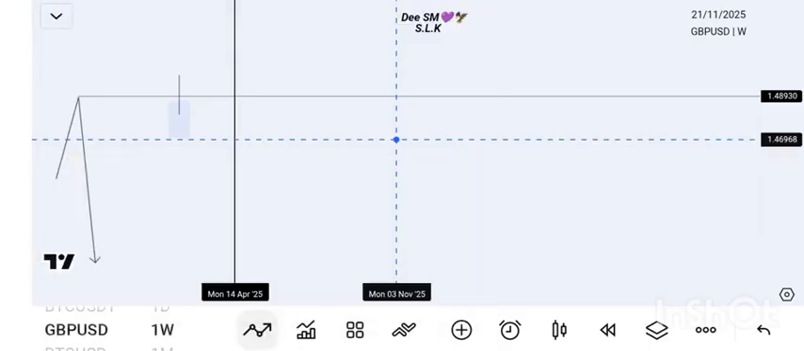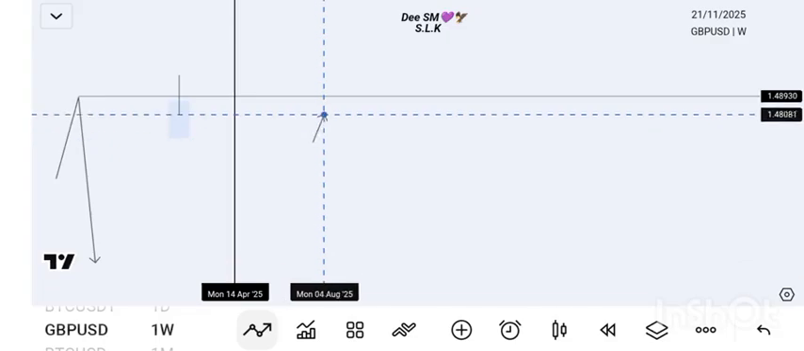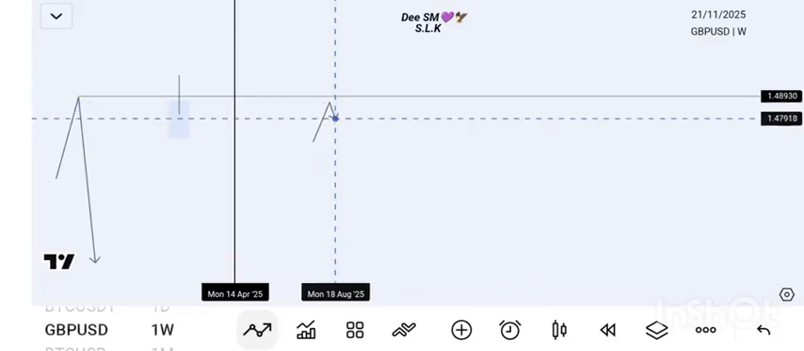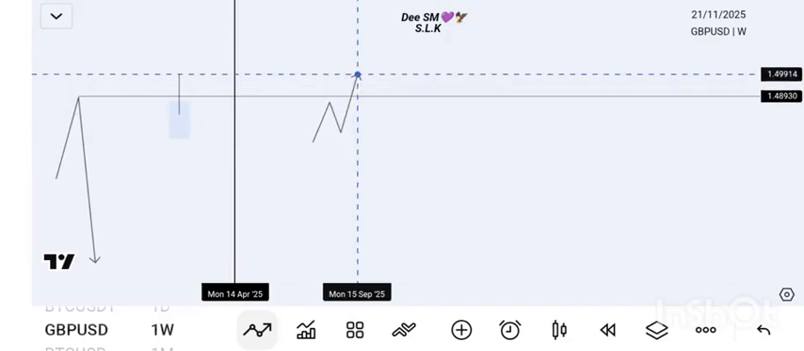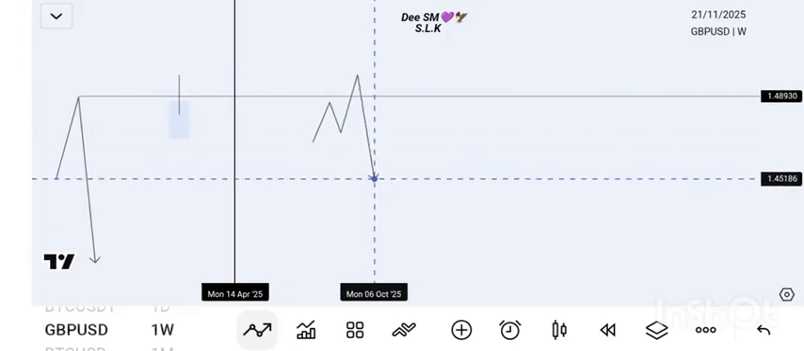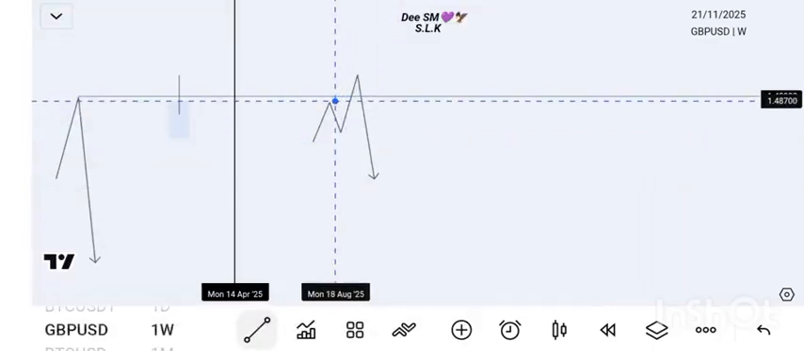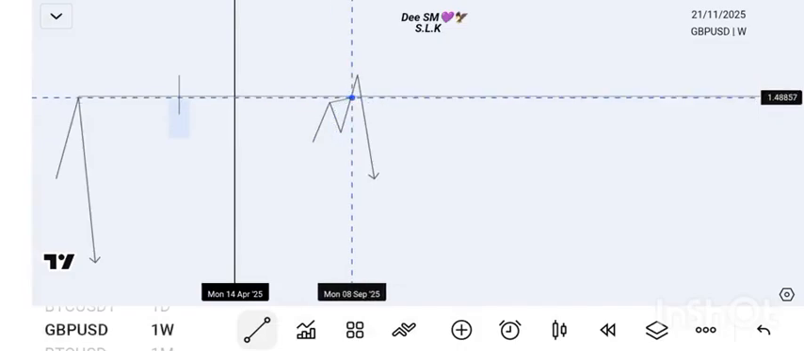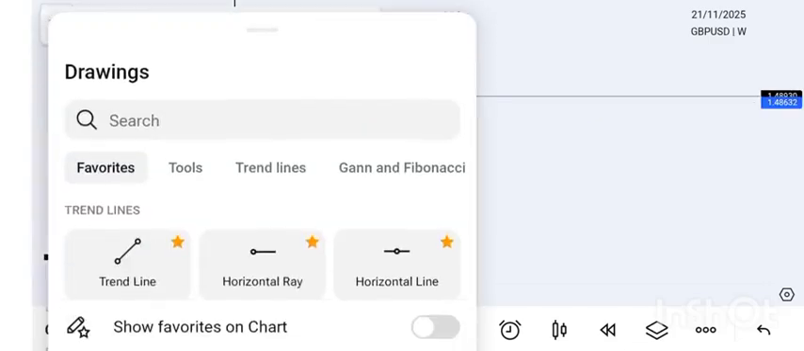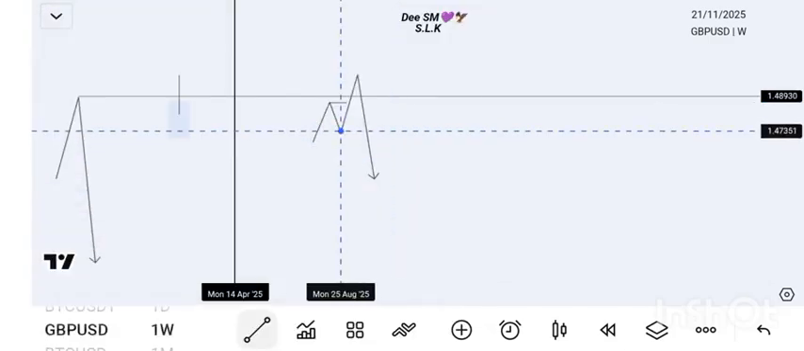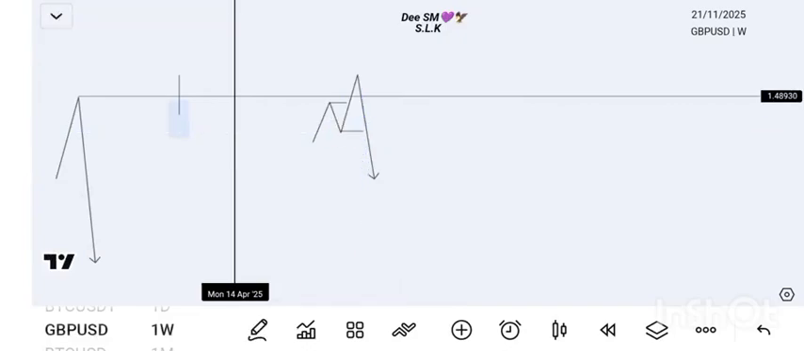On the daily time frame, we want to see price do two things: a sweep of liquidity and a breakout. We want to see price give us a sweep of liquidity, and a break of structure, confirming that we are in alignment with the weekly time frame.